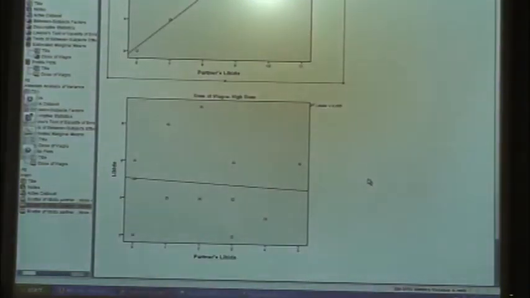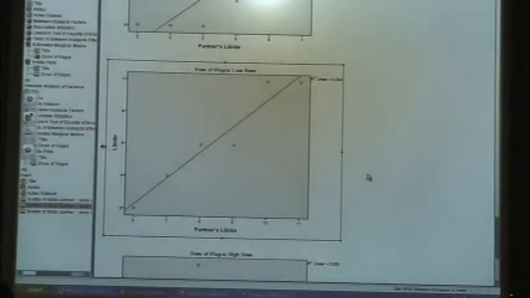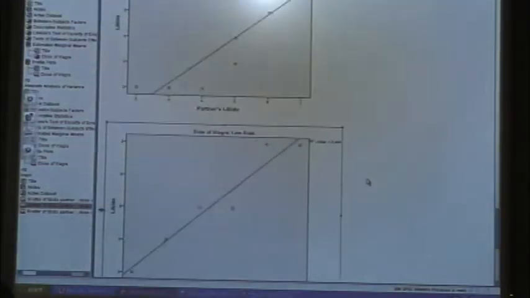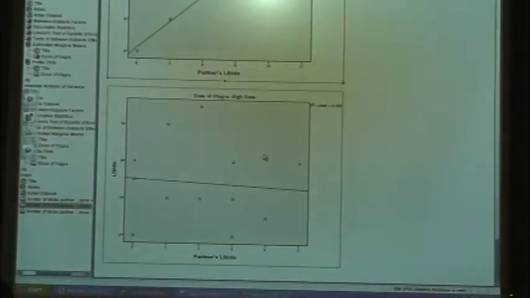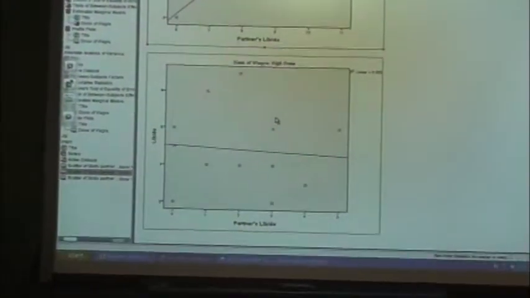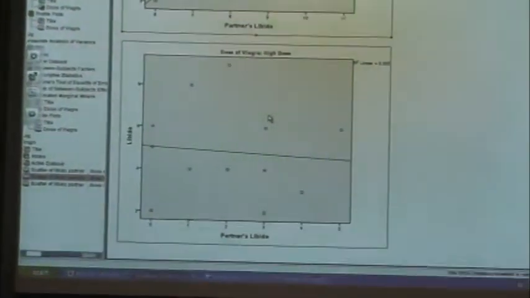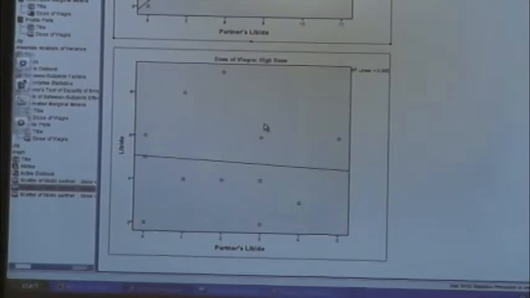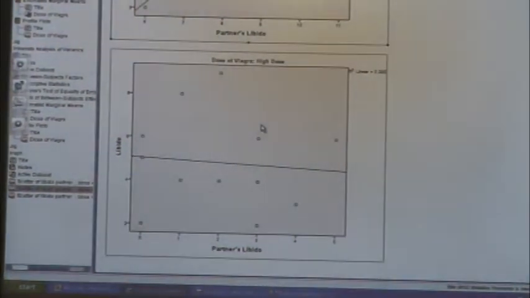All right, so you can see where the violation is coming from in those three graphs, right? The first two have almost identical slopes. But for the high dose Viagra, it didn't really matter what the partner's libido was. There was no correlation between the partner's libido and their libido. So ANCOVA was a little bit of a problem here because of that relationship being kind of messed up.